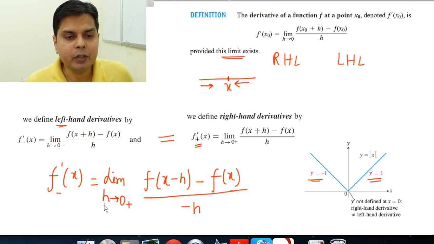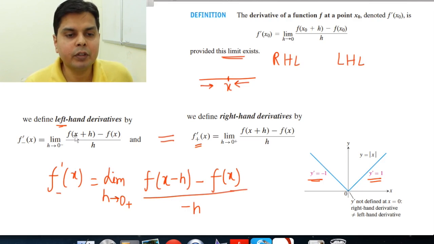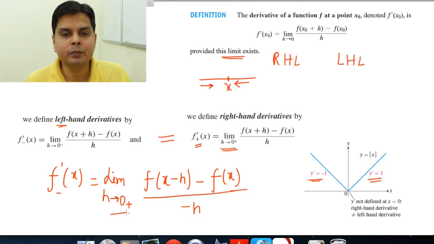Okay, and if I am concentrating on positive values of h, I will take f of x minus h, that is the value of the function at a point smaller than x, minus f of x, and this will be x minus h minus x, so this will become minus h. The advantage of using this formula of left hand derivative is that sometimes you don't have to worry whether your h is positive or negative. So for finding right hand derivative I use this, for finding left hand derivative I use this, and in both cases my h is a positive quantity.